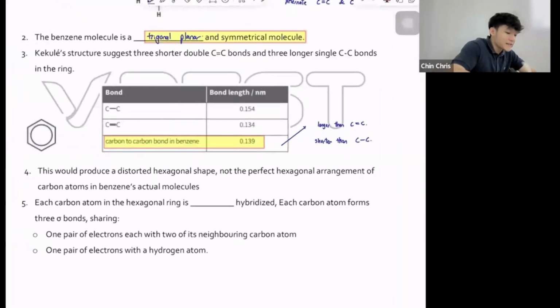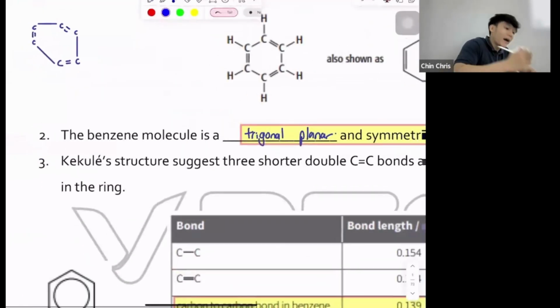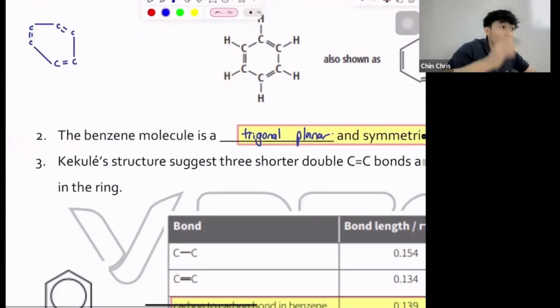Okay, so basically, you can just imagine that instead of a double and single bond, benzene has a 1.5 bond. See, this is a 2 bond, and this is a 1 bond. Instead of a 2 and a 1, it's basically 1.5 for all carbons. Understand? So instead of double, single, it's a 1.5 bond for the entire ring.